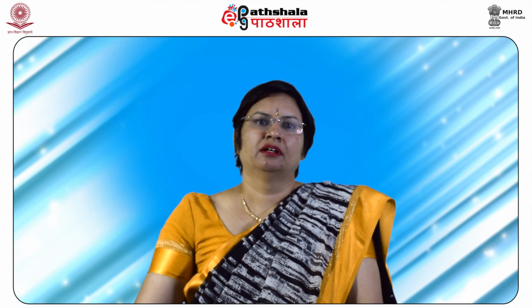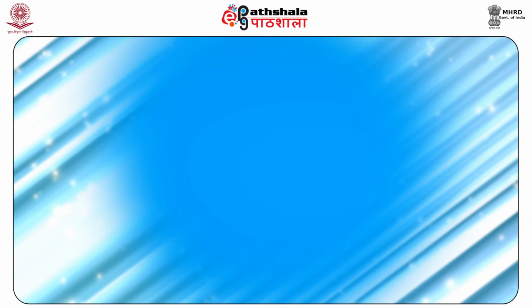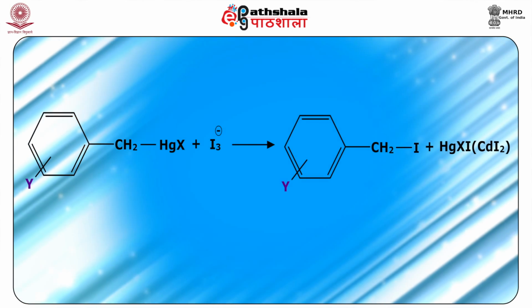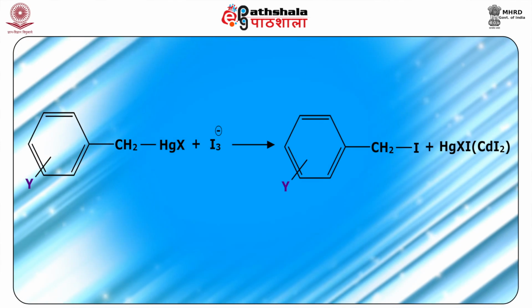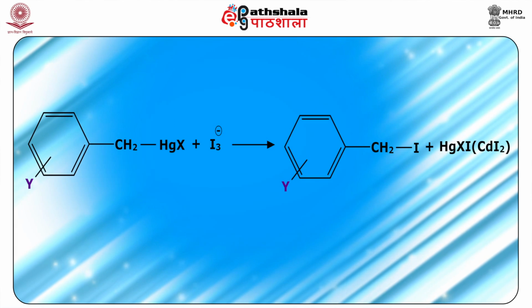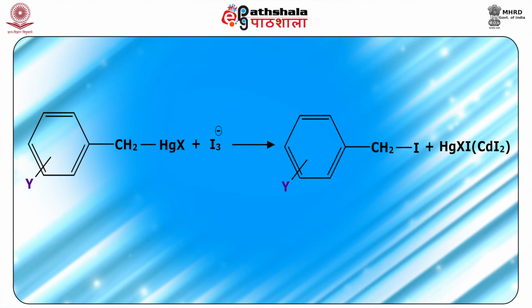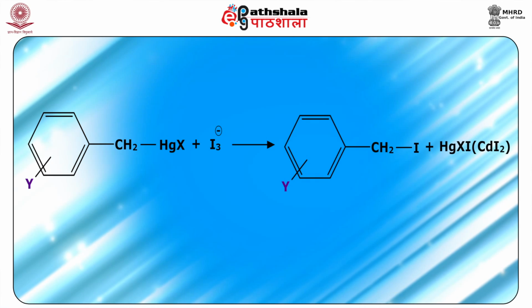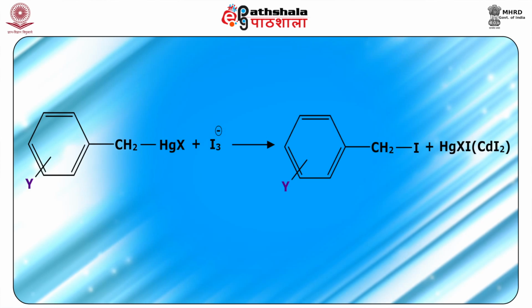The next example we can consider is the halo-demercuration. The reaction of benzyl mercury halides with iodine in the presence of an excess of cadmium iodide was found to be second order overall and first order with respect to each of the components, and this was done in various solvents like methanol, ethanol, dimethyl formamide. So, you can look at this reaction where this HgX is getting replaced by I.